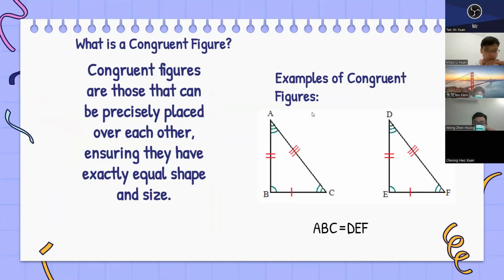Next slide. What is a congruent figure? Congruent figures are those that can be precisely placed over each other, ensuring they have the exactly equal shape and size. The example of congruent figures are on the right, as we can see. The triangle ABC and the triangle DEF have the same shape and size.